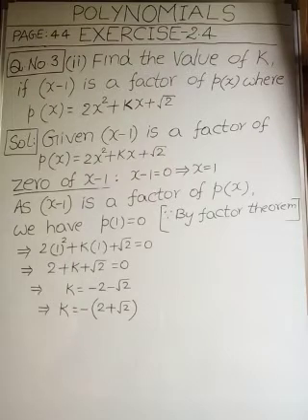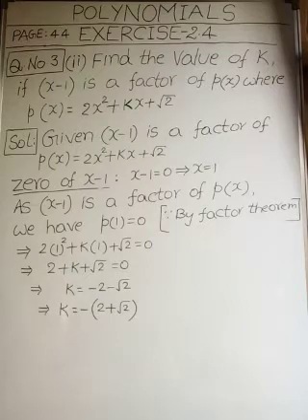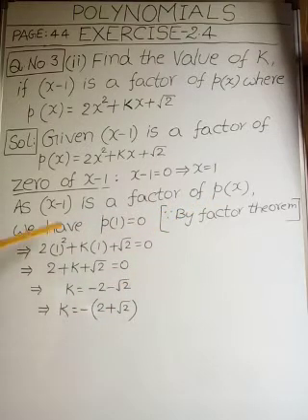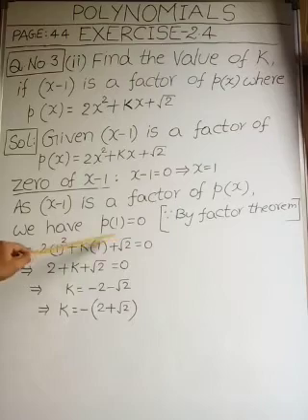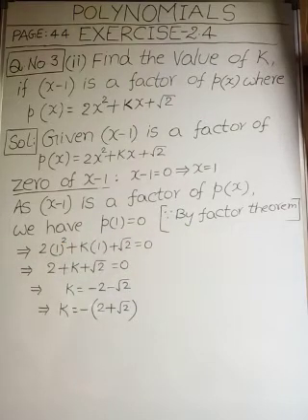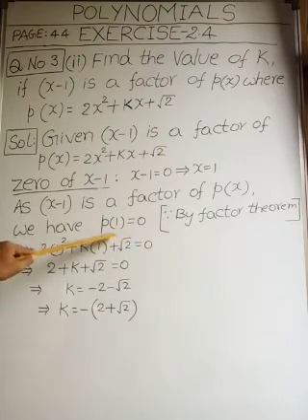We have to substitute this number in the given polynomial p of x. So as x minus 1 is a factor of p of x, we have p of 1 is equal to 0, because, as I told you many times, p of a is the remainder. So the remainder is equal to 0 by the factor theorem. By the factor theorem, we get this equation. We have to write this equation. Understood this step, my dear children?